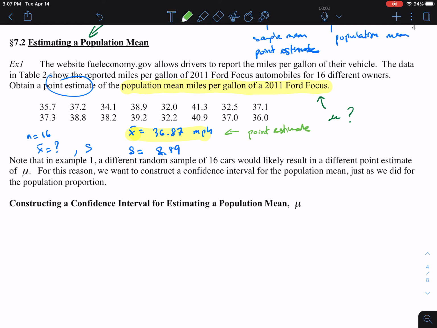Okay. So now it said to note that in example 1, we had a different random sample of 16 cars. If we look at another list of 16 drivers who report the miles per gallon of their vehicles, most likely we're going to get a different point estimate, a different x bar. So for this reason, we want to construct a confidence interval to have a better sense of how confident our estimate is.